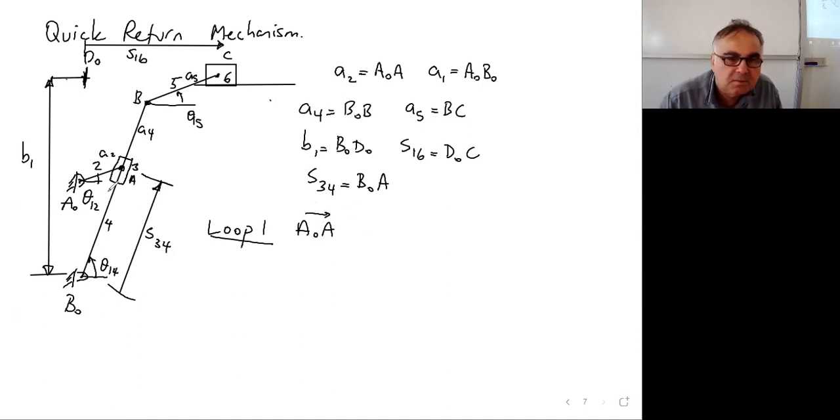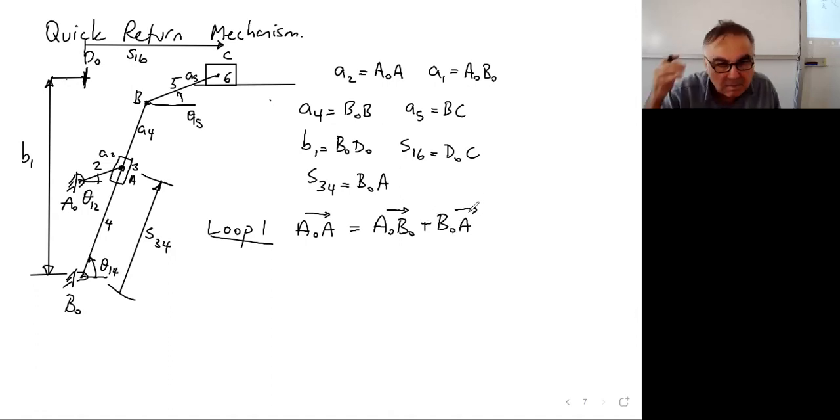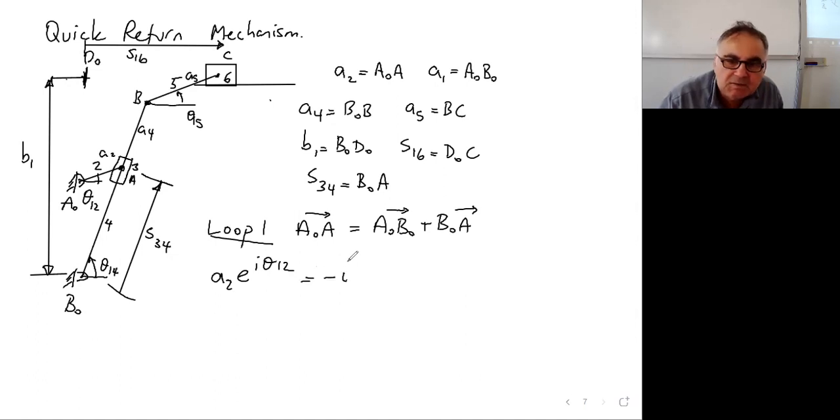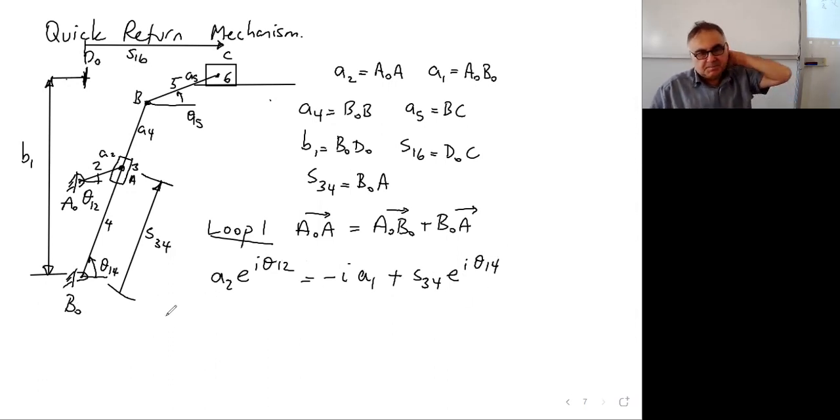A0A is equal to A0B0 downward plus B0A. This is actually a simply inverted slider crank mechanism. So let's write it. A2 e to the i theta 1,2 is equal to minus iA1, because we are going down, plus S34 e to the i theta 1,4. This is loop 1.